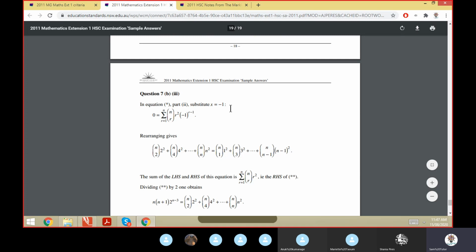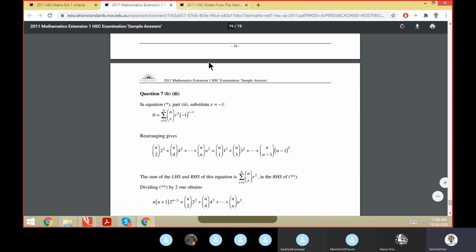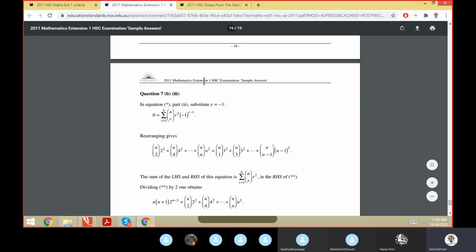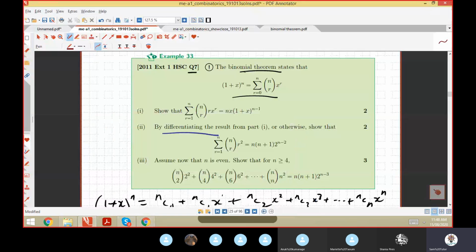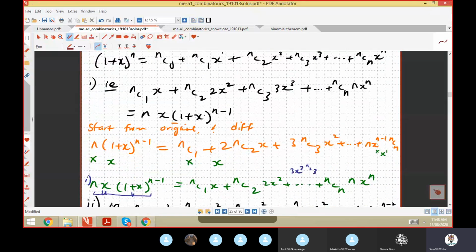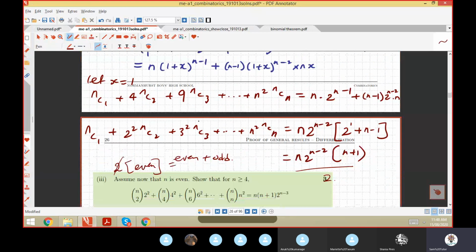In equation part, oh, I substitute x equals... I got beaten in my own game. Doesn't matter, and divide by 2. Alright, shame. I should have realized that myself. Oh well, it is what it is.